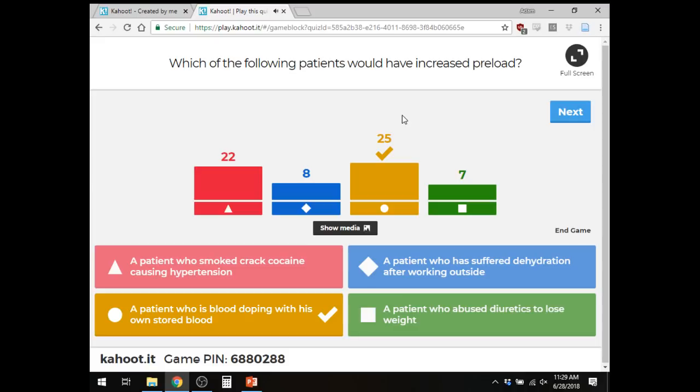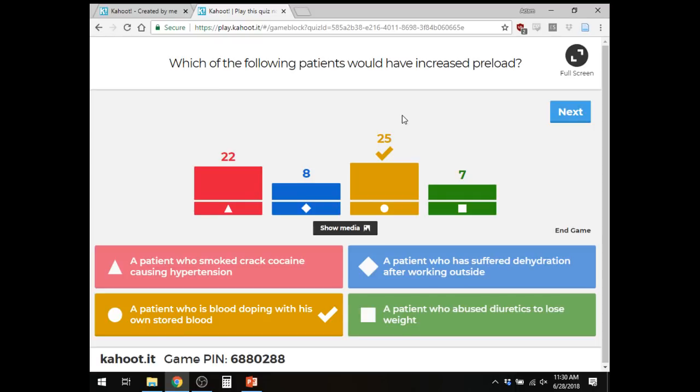All right, so let's work through these. The patient who smoked crack cocaine causing hypertension, what is that going to do? Increased afterload is the primary thing you're going to see, right? Because you're causing vasoconstriction, especially in the arteries, which are going to be very constricted. Typically the biggest increase is going to be in the afterload, right? It's the pressure your heart's pumping against. A patient who suffered dehydration would have decreased preload because their blood volume's down, right? They're going to have a decreased amount of blood getting back to the heart. And how about the patient who abused diuretics? Same problem, right? Because you're running into dehydration in those cases.